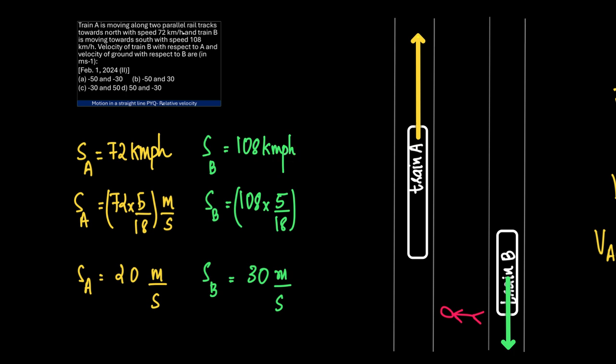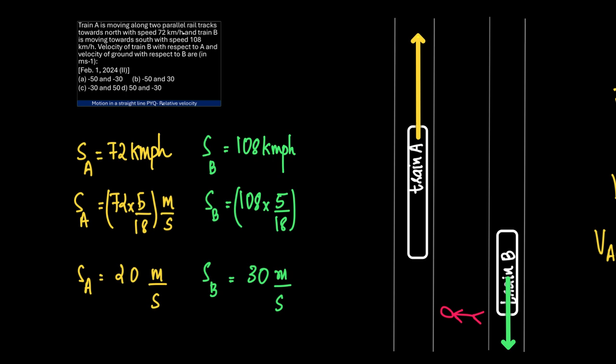I am placing the observer on the ground, which means all those measurements of speed and distance made for the trains would be with respect to the observer who is on the ground. Therefore, all the measurements are made with respect to ground. So, displacement of train A with respect to ground, velocity of train A with respect to ground, displacement of train B with respect to ground, velocity of train B with respect to ground.